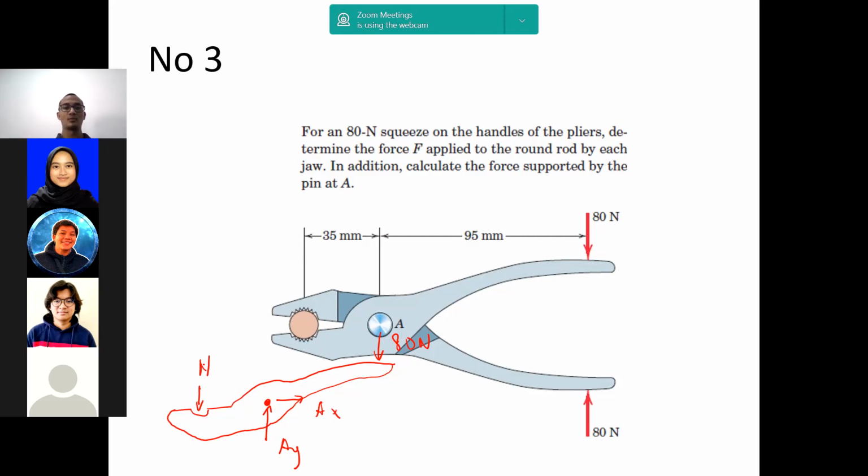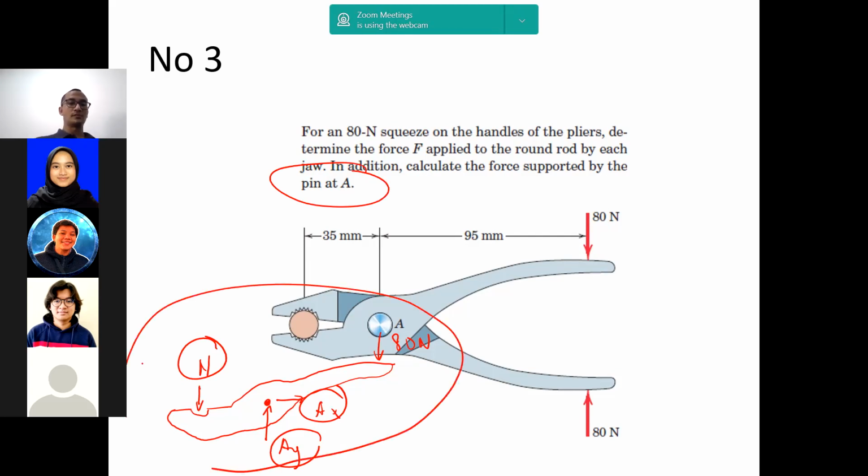Okay, that one is the one in question, and AX, AY are in question as well. So those three are in question. But remember, using this free body diagram, we have three unknowns, N, AX, and AY. At the same time, we will have three equations as well: sigma fx equal to 0, sigma fy equal to 0, and sigma moment equal to 0.